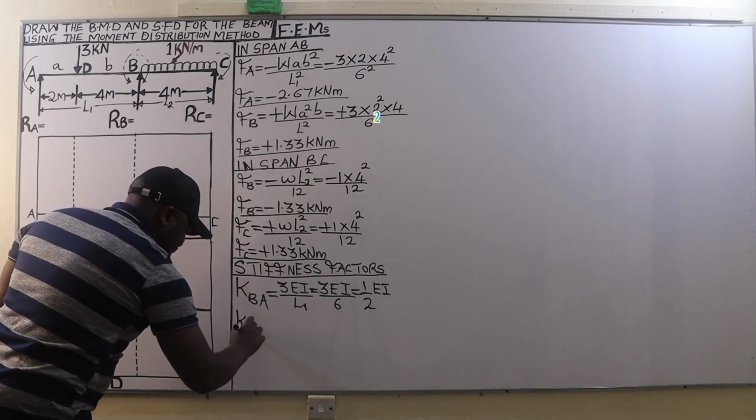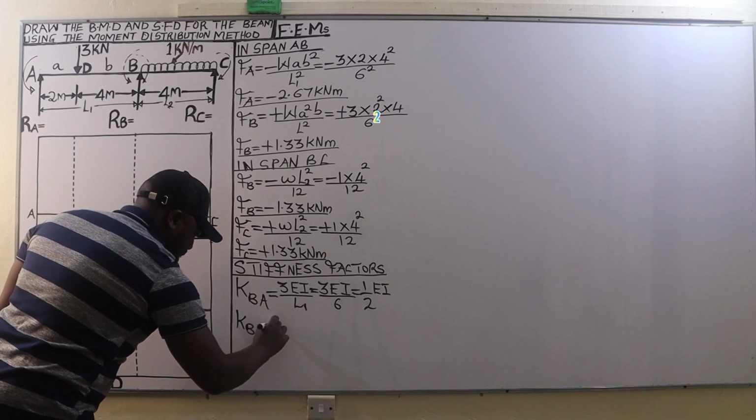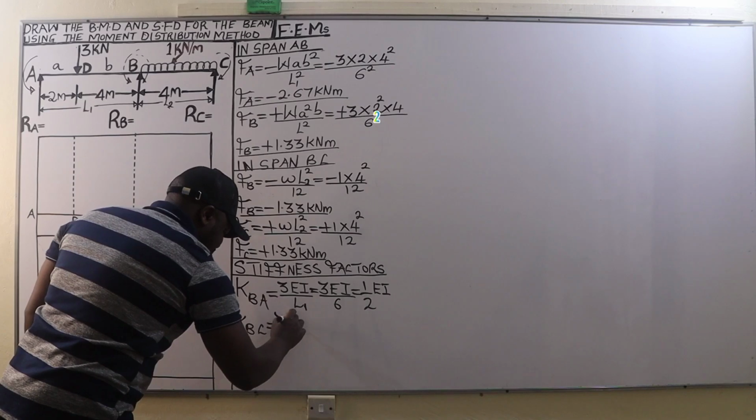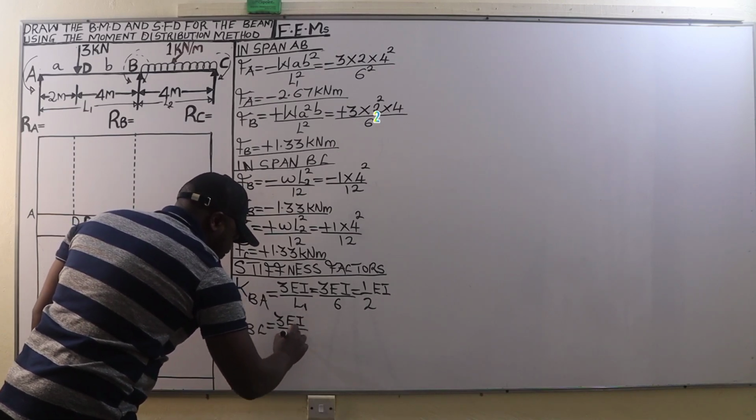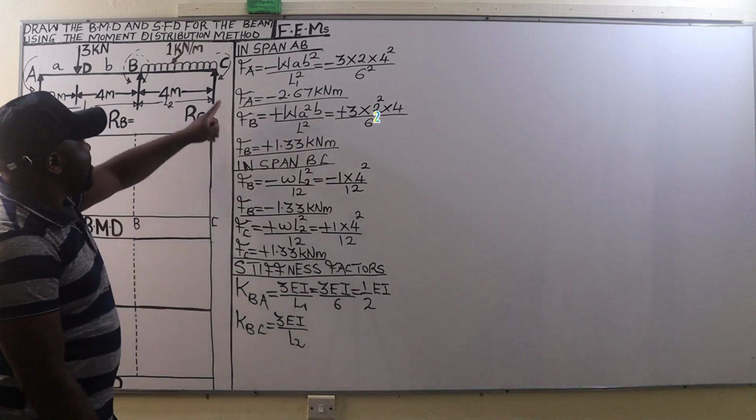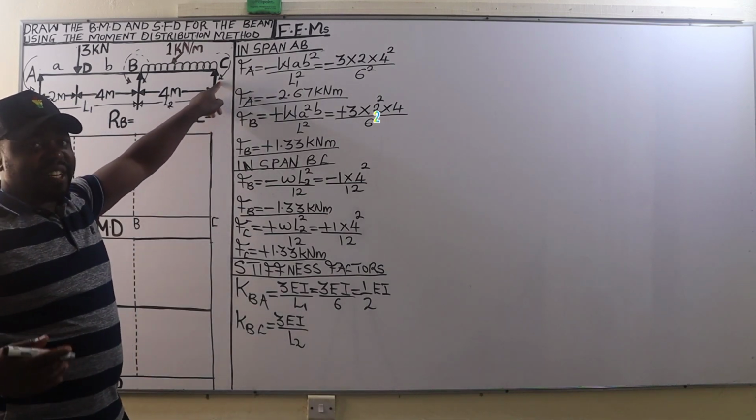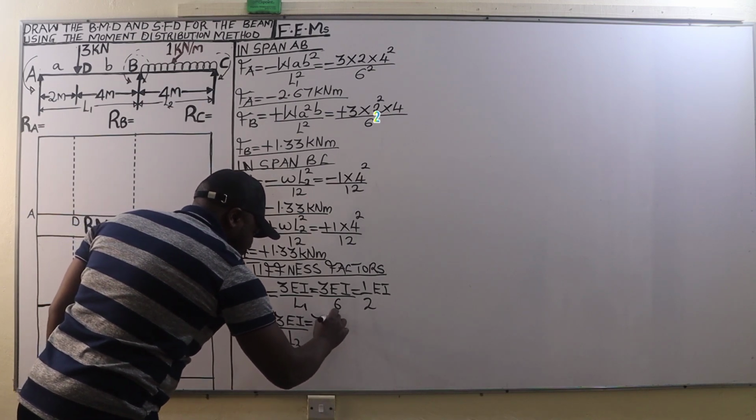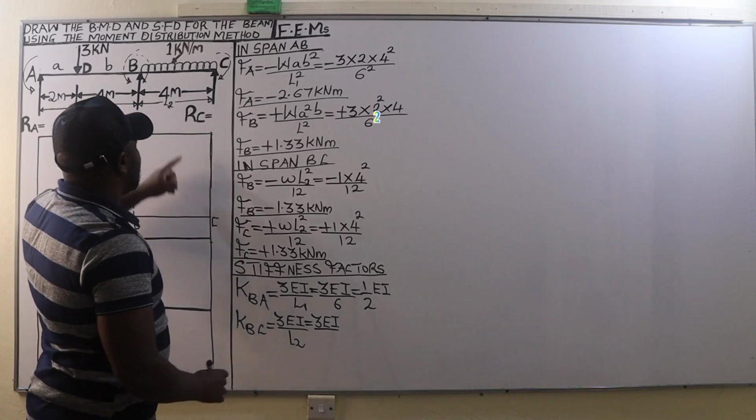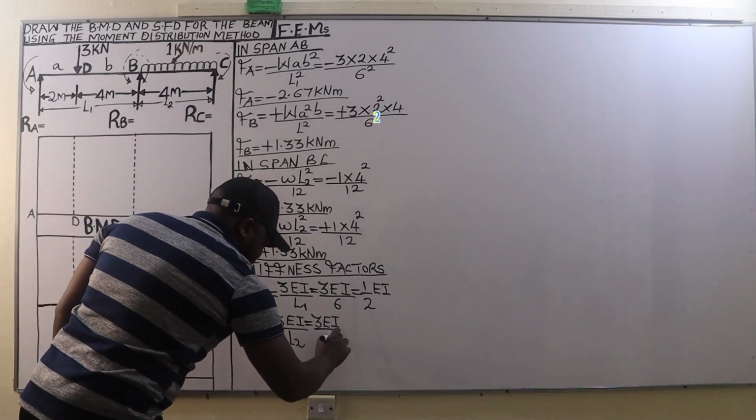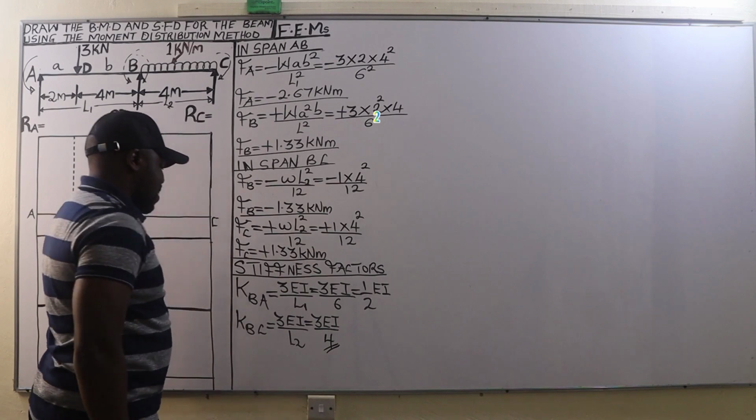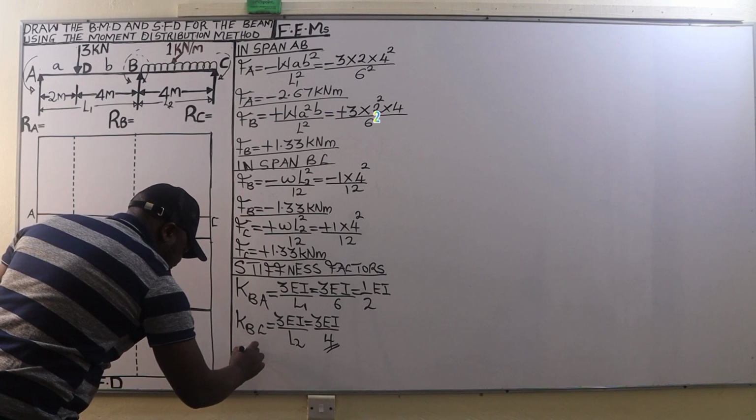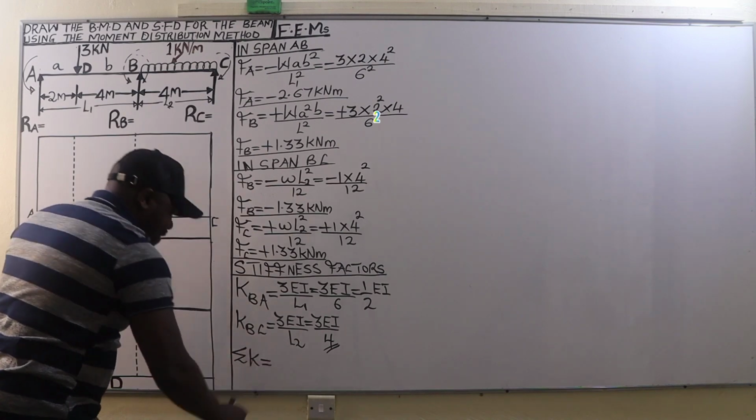Then the stiffness factor on the member BC, that is KBC, will also be given by 3EI divided by L2, since the beam is also hinged at C, or it is simply supported at C. And this is going to give us 3EI divided by L2, which is 4 meters. So that is KBC.